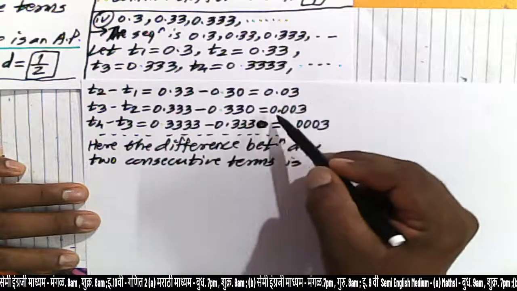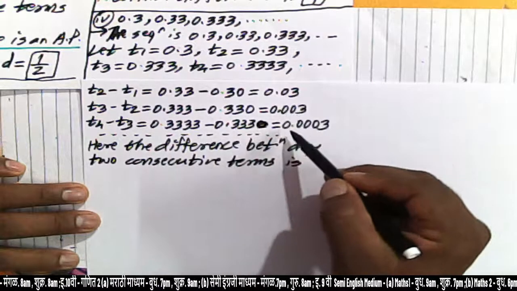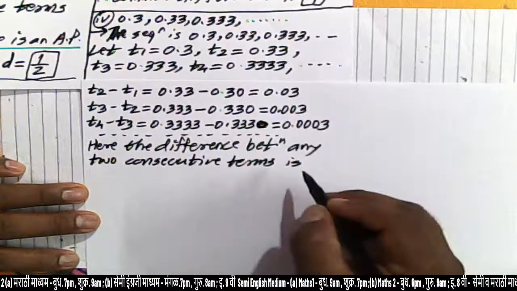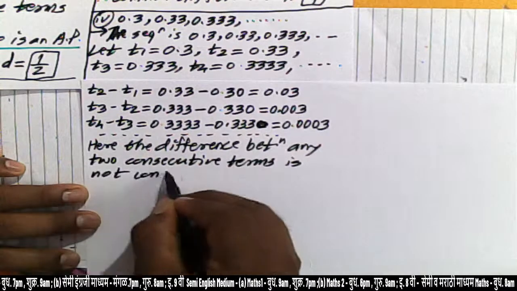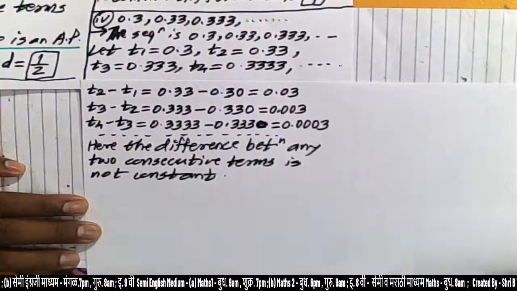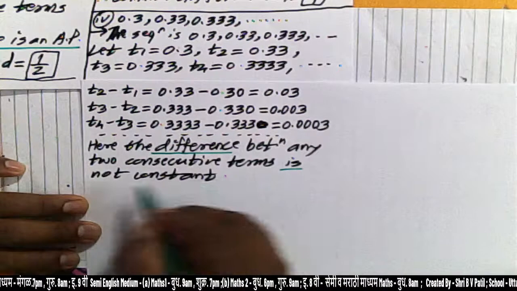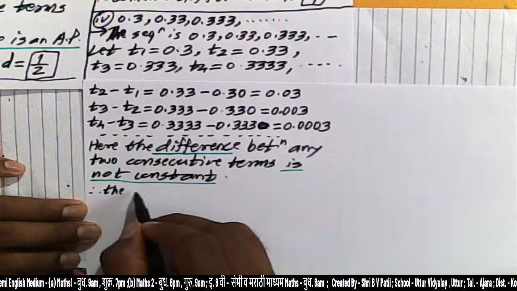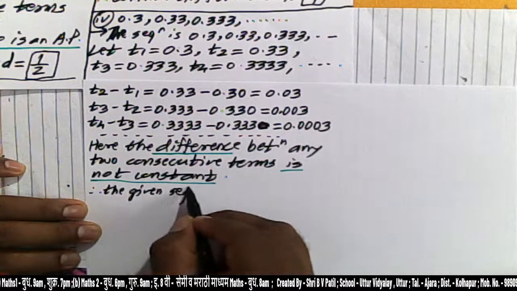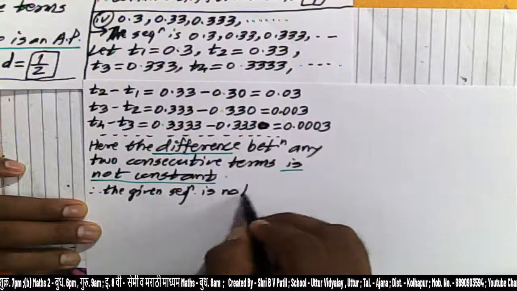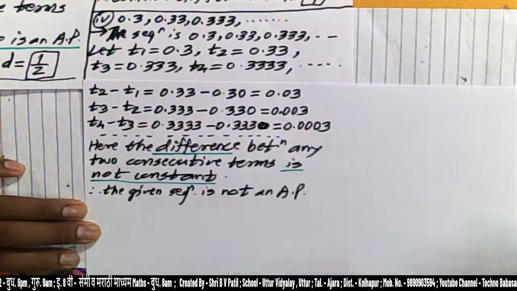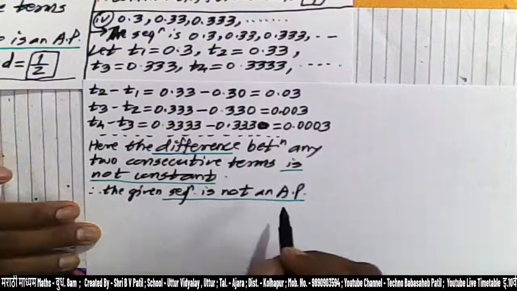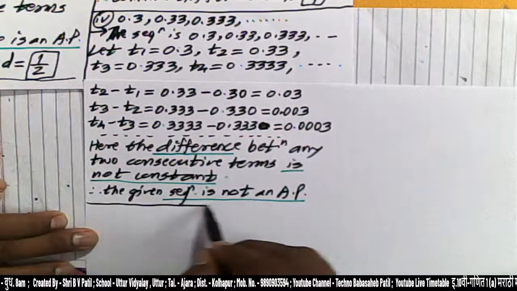Here 0.03, here 0.003, and here 0.0003. The difference is not constant. Difference is not constant. And what do we write as conclusion? Therefore, the given sequence is not an AP. And if the sequence is not an AP, we cannot say common difference.